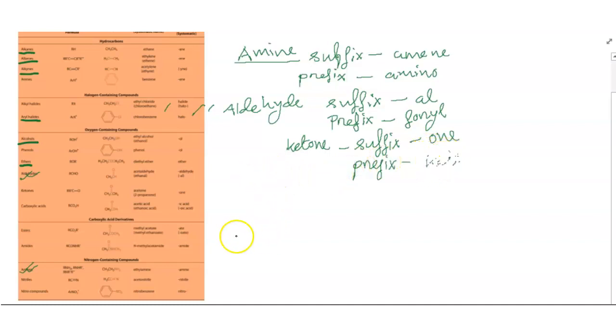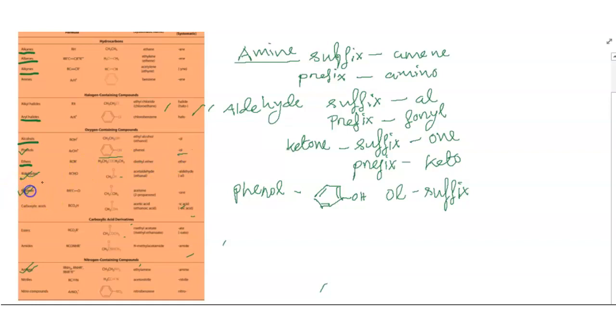And another is phenol. This is the phenol group, and it is also ol. Ol is the suffix. So friends, this is the phenol group, and ol is our suffix.